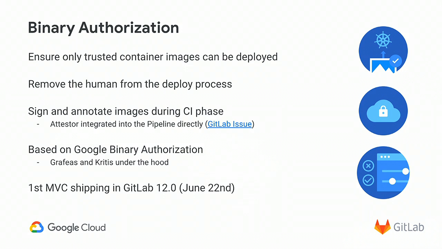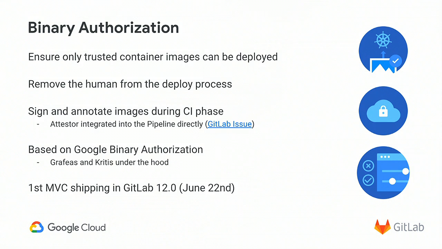Grafeas is the service to annotate the images, and Kritis is the service to enforce the policies and check the signatures. We are going to use that to annotate the images that we will deploy to production, for example, with the results of the security checks. And if we find that some vulnerabilities are still shipping in this image, we can block the deployment directly with Kritis, so with the Google binary authorization. This is something that is upcoming really soon, and we're dogfooding, obviously, at GitLab. We're using GitLab to develop GitLab, so we're going to use that ourselves really soon.